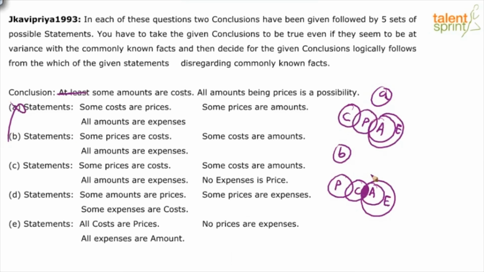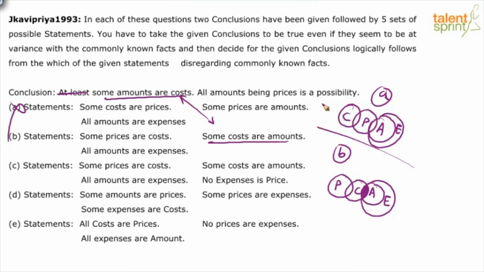Moreover, I think drawing the diagram is not needed, because some amounts are costs, some costs are amounts. For some costs are amounts, the definite conclusion is some amounts are costs. So without drawing the diagram, you can say that yes, at least the first conclusion is satisfied in option B. Yes or no? For some A's are B's, the definite conclusion is some B's are A's. So when the statement is some costs are amounts, the definite conclusion will be some amounts are costs. So no need to draw the diagram to verify that. But anyway, let us go for the second conclusion now.